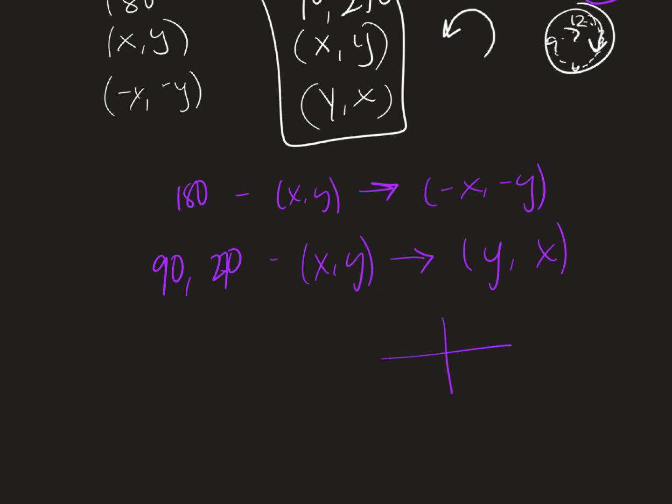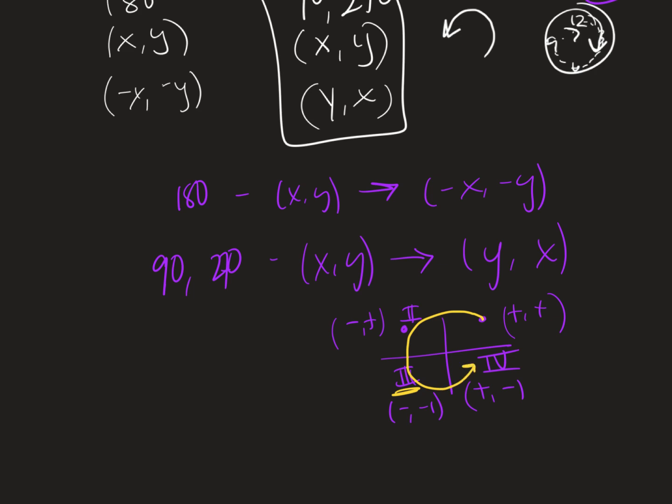So a 90-degree rotation, if I start in quadrant 1, which is positive, positive, I end in quadrant 2, which is negative, positive. If I start in quadrant 2, which is negative, positive, and I do a 90-degree rotation, I end in quadrant 3, which is negative, negative. If I start in quadrant 3, which is negative, negative, then I end in quadrant 4, which is positive, negative. Okay, now that's a 90-degree. A 270-degree rotation goes this way.